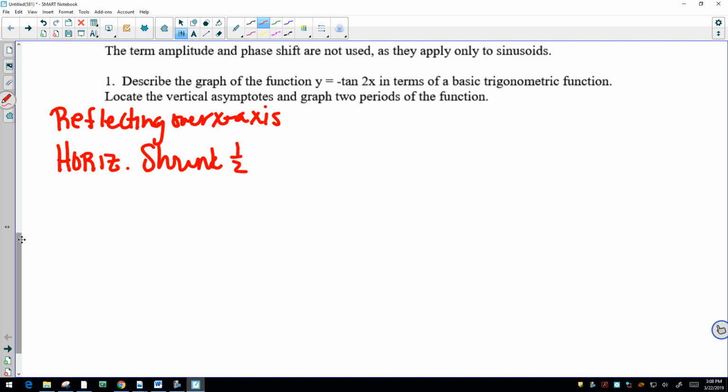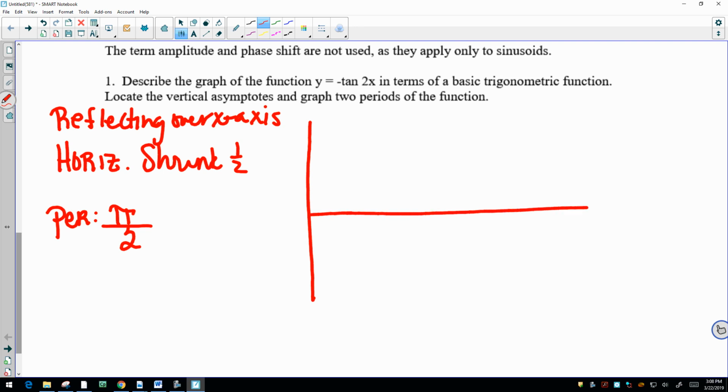Okay. And then before we graph that, I want to think about the period. So the period we know is going to start off with pi, but I'm dividing it by the b value, just like we did with sine and cosine. And our b value is 2. So the basic period of this is pi over 2. I want to graph 2 periods of the function. So 1 period is pi over 2. 2 periods, so I have to think 2 pi over 2, or just a value of pi.